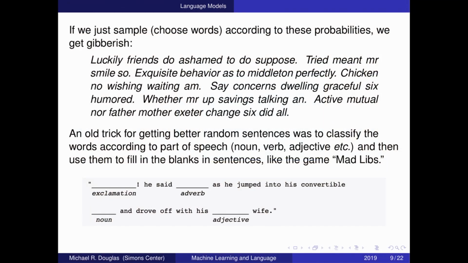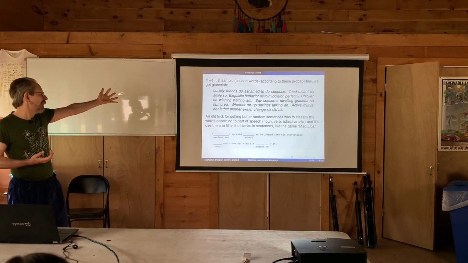Well, the basic thing you do with the model is you sample from it. You try to make text that satisfies whatever the rules of the model are. So in this case, we sample according to the probability. The most likely words come up more often. The less likely words come up less often. And we get stuff like this.